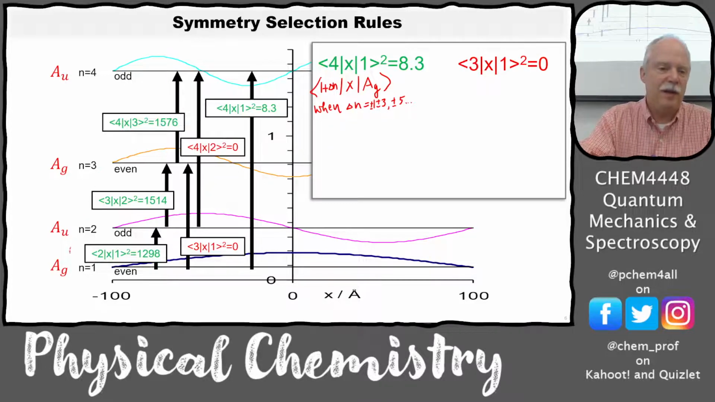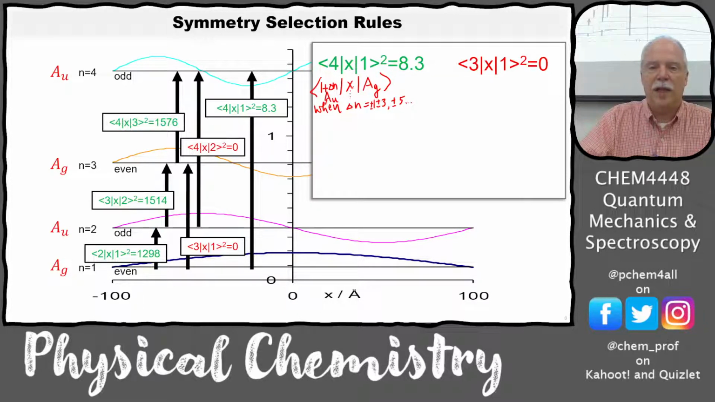So what does that mean? When delta n is 1, we go to n equals 2, and that's AU. When delta n is 3, we go from 1 to 2, 3, 4, and that's AU. So I'm picking up all of the AUs. If delta n was 5, we go from 1 to 6, right? And the 6 would be AU. So all of those, when delta n is 1, 3, 5, would be AU.